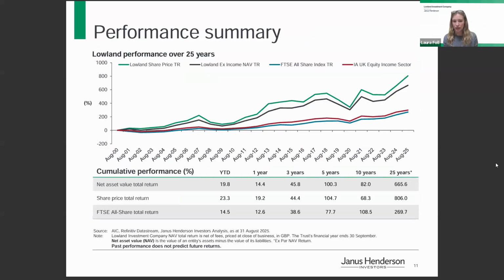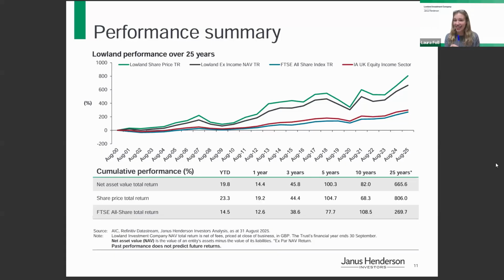If we then click on, what's that driven in terms of performance? These numbers are to the end of August, but it wouldn't look too different to the end of September or October. The trust has outperformed. It's got a FTSE All-Share benchmark, which we recognise is maybe not the perfect benchmark, but is possibly the least worst option. And it's outperformed the benchmark year to date and over 1, 3, 5 and 25.